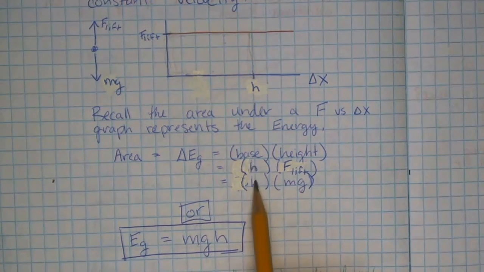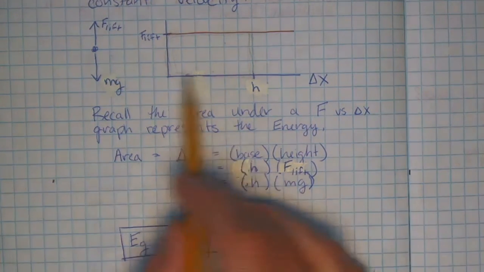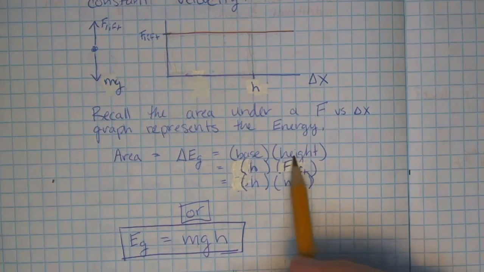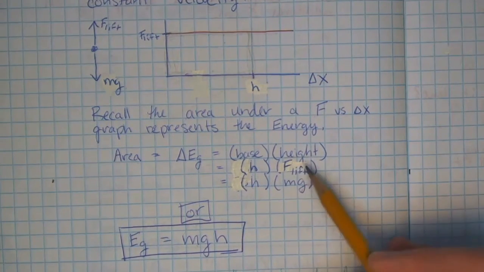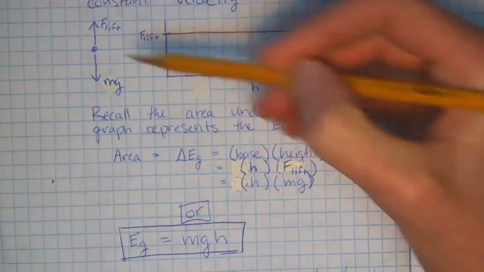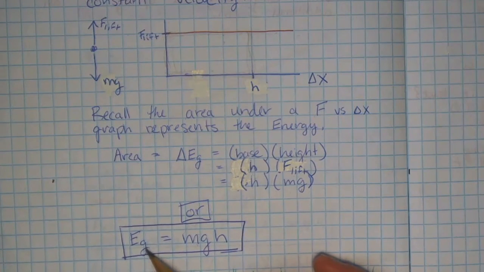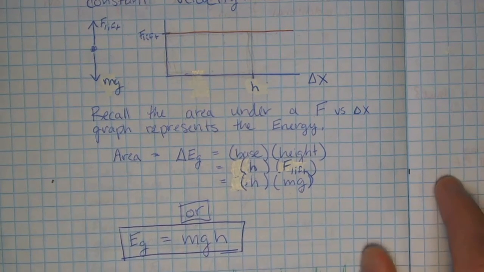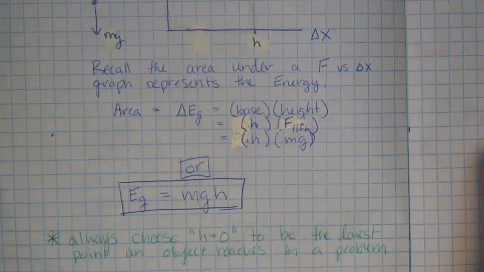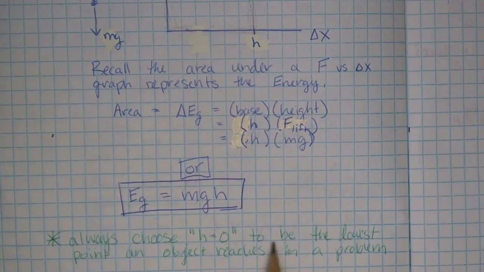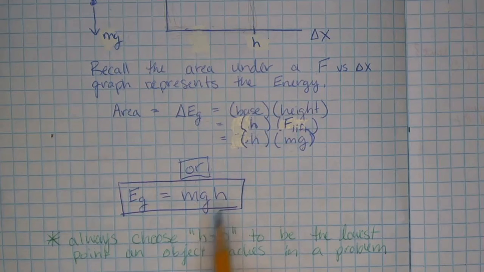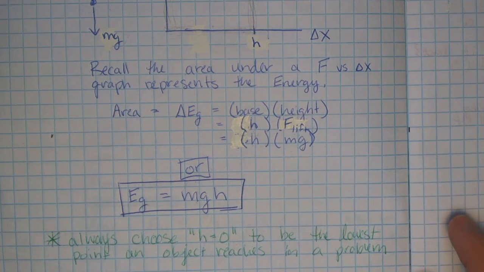So your base is the height, and the height of the rectangle is the lift force. The lift force is equal to mg. Just looking at the force diagram here, you can see that that would be the case. And so basically that gives you this as your equation: gravitational energy is equal to mgh. Looking at the final notes here, it says always choose h equals 0 to be the lowest point the object reaches. So it's not necessarily always the ground. Whatever the lowest point that the object goes, choose that to be h equals 0, and you would measure all your heights relative to that point.